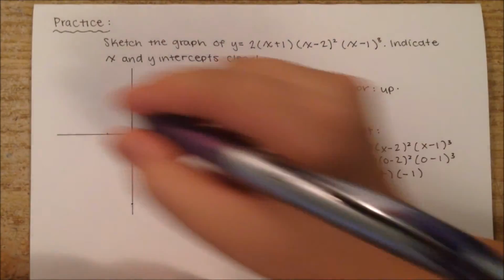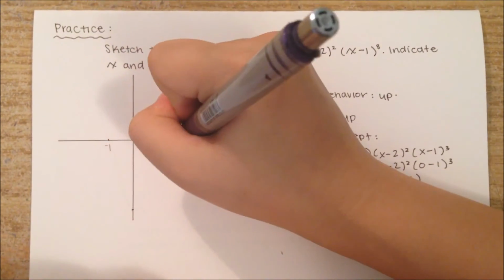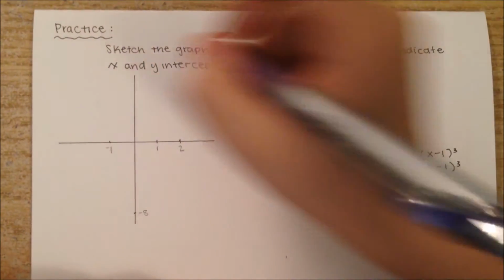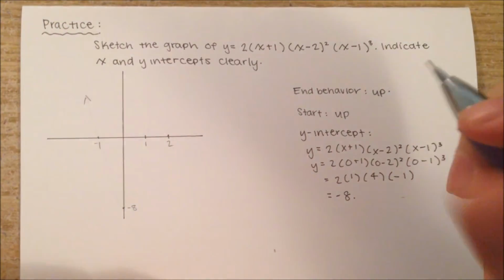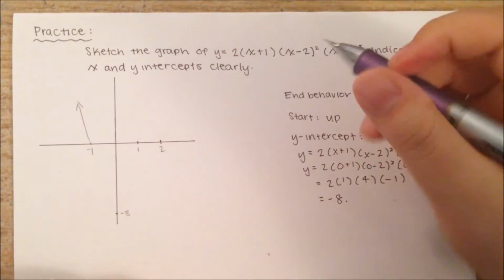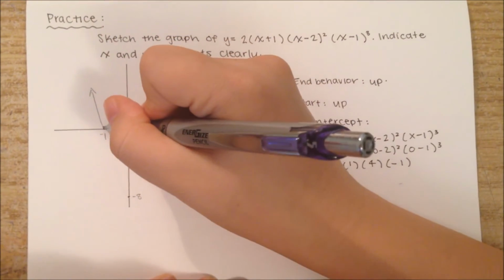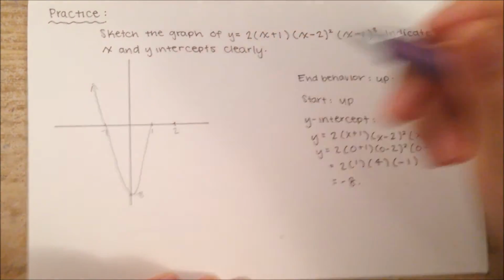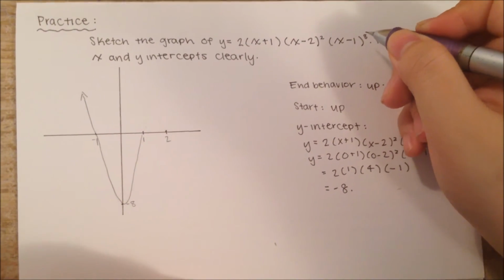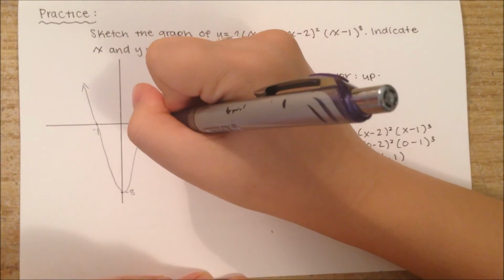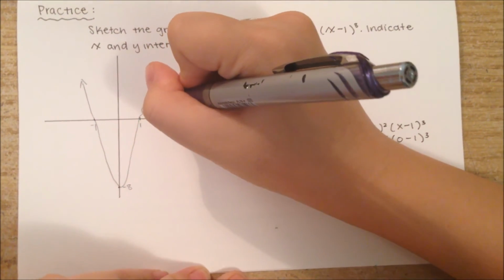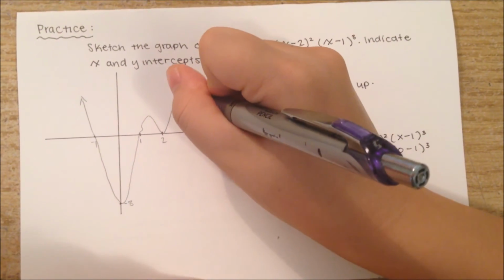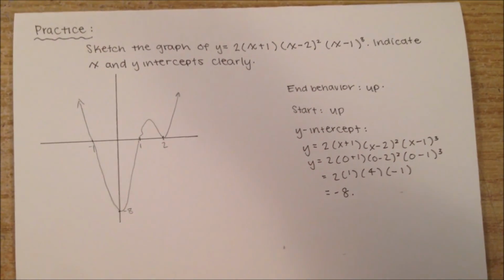This function has roots at -1, 1, and 2, and a y-intercept at -8. So the graph starts going up, and the root at -1 is a linear root, so the function passes through the root. And at the root of 1, it's a triple root, so a point of refraction occurs. And at the root of 2, it is a double root, so the function bounces off the root. Here you have it, that is the graph of the function.